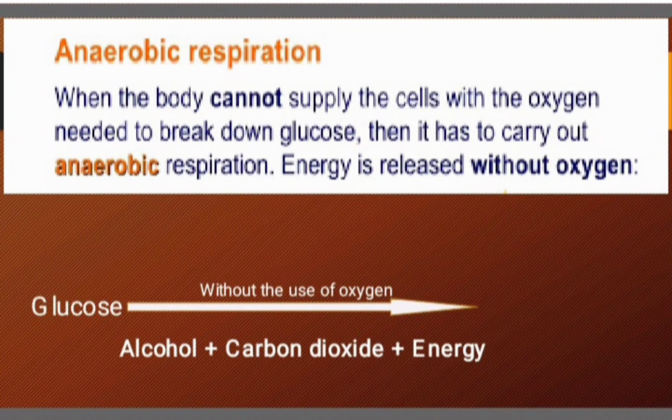What is anaerobic respiration? When the body cannot supply the cells with the oxygen needed to break down glucose, then it has to carry out anaerobic respiration. So energy is released without oxygen. This is the equation of anaerobic respiration: glucose without the use of oxygen gives alcohol plus carbon dioxide plus energy.